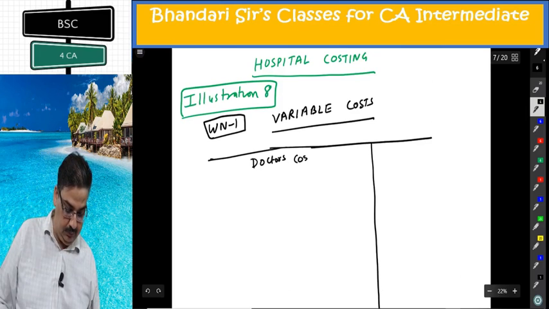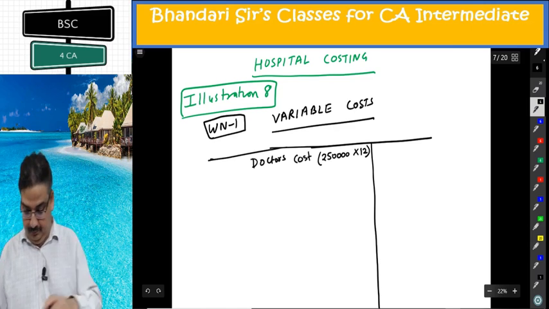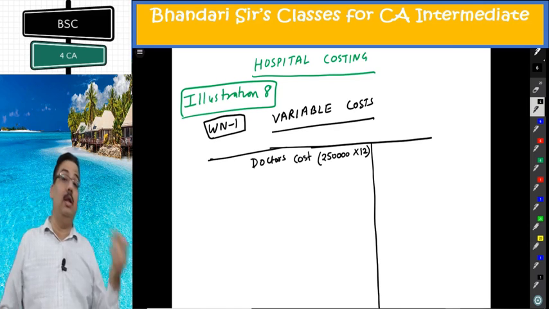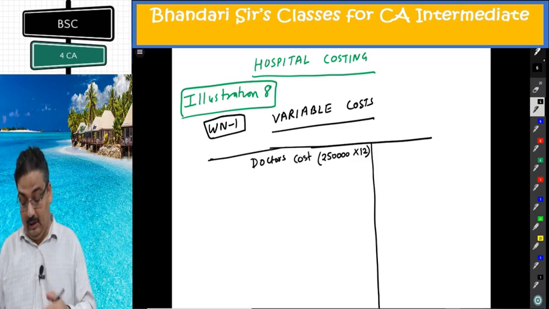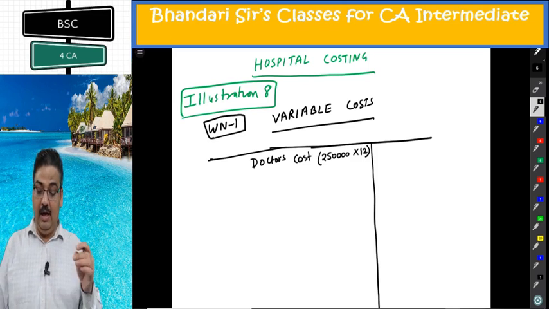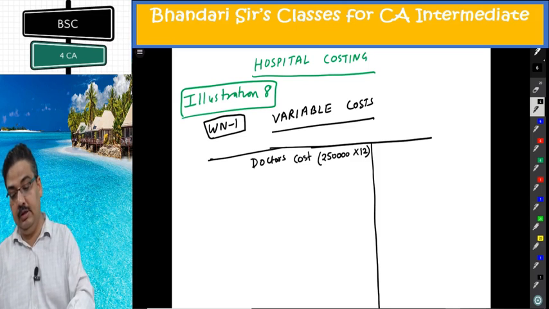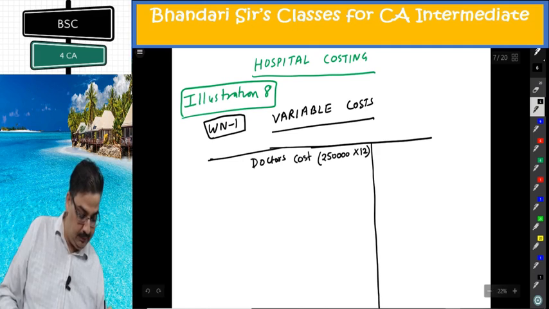Doctor's cost, 2,50,000 per month into 12. The total payment to all the doctors is 2,50,000. So number of doctors does not matter here. Doctors are being paid. There is nothing like each or number of doctors in this case. 2,50,000 into 12, 30 lakh.